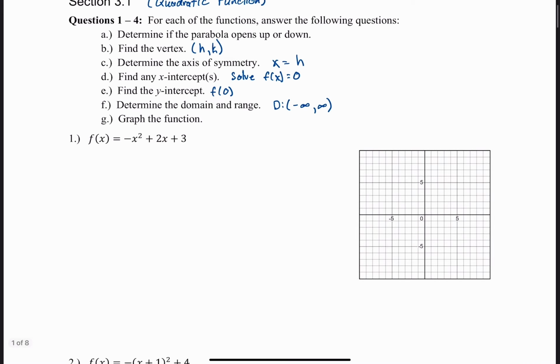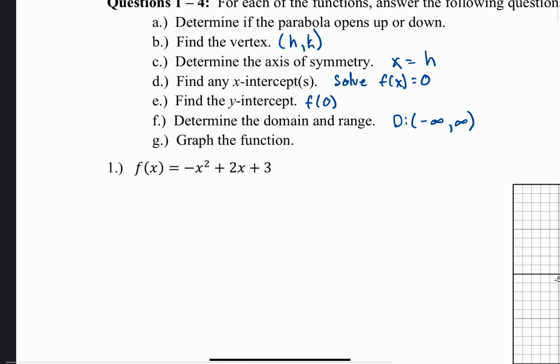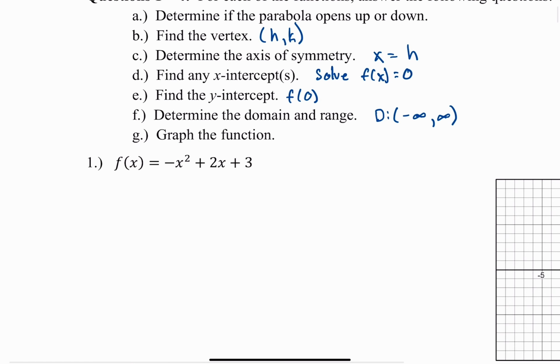All right, so in the first case, I'm not going to label them A through G here below, I'll just go through all of the steps in a way that feels natural. First, determine whether it opens up or down. In this case, the leading coefficient is -1. So the end behavior is down, or in the case of 3.1, we just simply said it opens down.